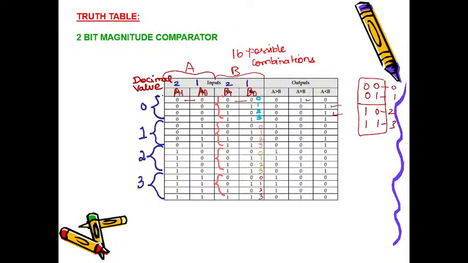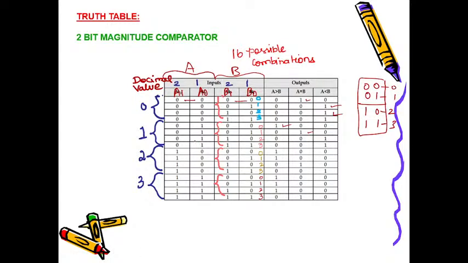So if a circuit encounters A equal to 1 and B equal to 0, it should highlight A is greater than B, because A is 1 and B is 0. Why am I saying decimal value 0? Because the 2 bits are 0, 0, so the decimal value is 0. Suppose the value of A is 1 and B is also 1, then the circuit has to produce the equality function as high output.